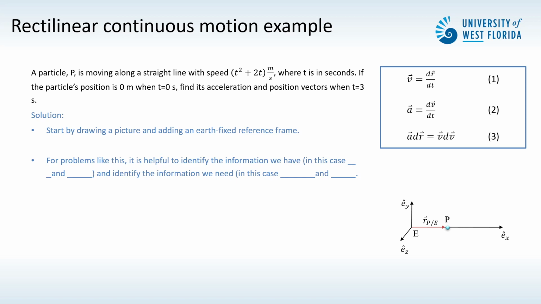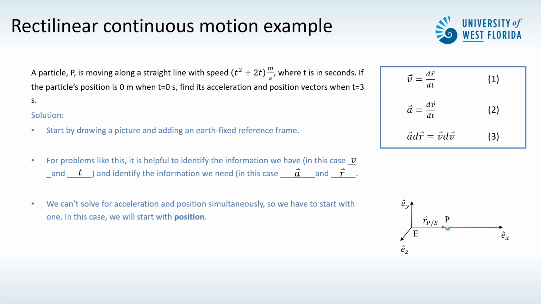For problems like this, it's helpful to identify the information that we have and the information that we need. In this case, we know the magnitude of the velocity and time, and we need the acceleration and position vectors. We can't solve for acceleration and position simultaneously, so we'll have to start with one. In this case, let's arbitrarily choose to start with position. Since we have velocity and time, and now we need position, equation 1 would be the best fit here.